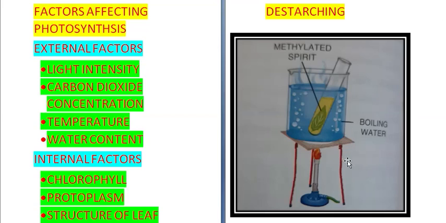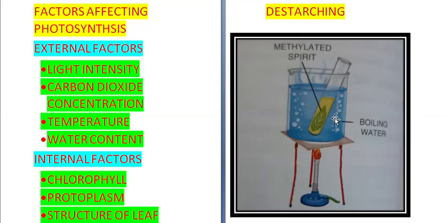Here you see a leaf in the test tube containing methylated spirit, and put it in a beaker containing boiling water till the leaf becomes pale white. Leaf is green in color till it becomes pale white. This will ensure that all the chlorophyll has been removed and the leaf will now become hard and brittle.